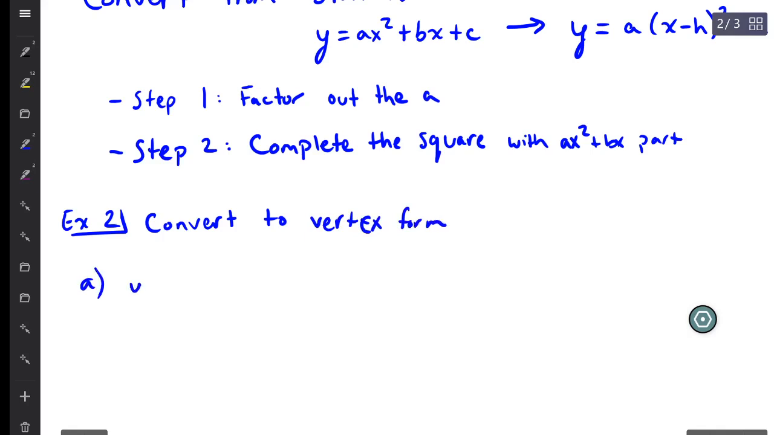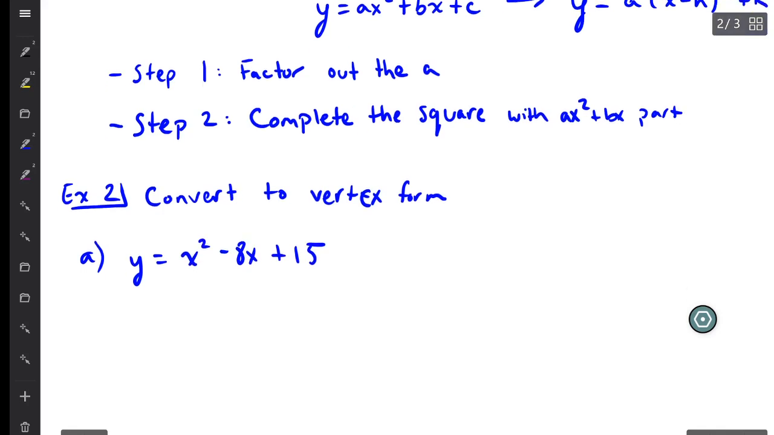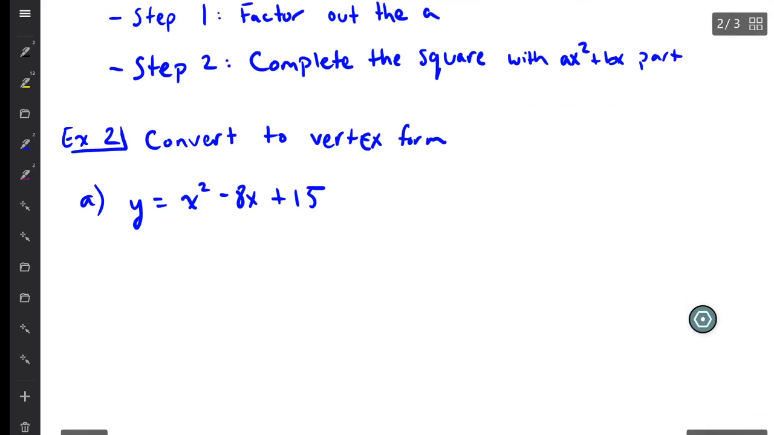So the first one I'm going to give us will be easy because there's no a term. So x squared minus 8x plus 15. Step 1 is already done. The a is already factored out. If a is 1, we don't have to worry about step 1, which is easy. So we just need to worry about completing the square.